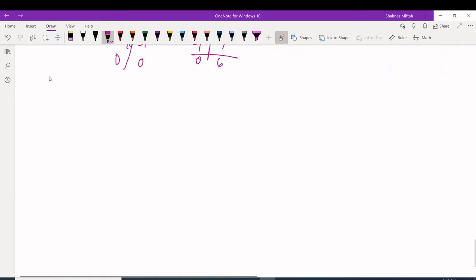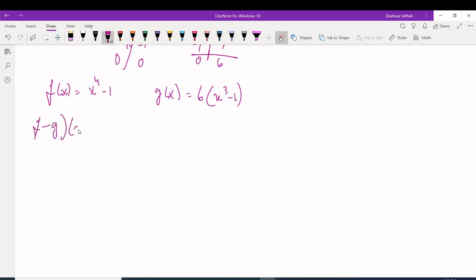If I have the subtraction, for example, I have f of x equal x^4 minus 1. G of x, I got 6x cubed minus 1. Now the question is asking find f minus g of x. So I have to rewrite it. Remember that f of x minus g of x. Now plug in f of x, which is x^4 minus 1.